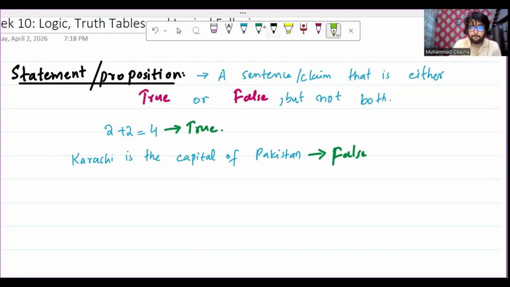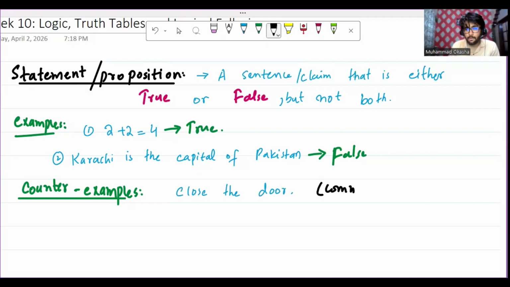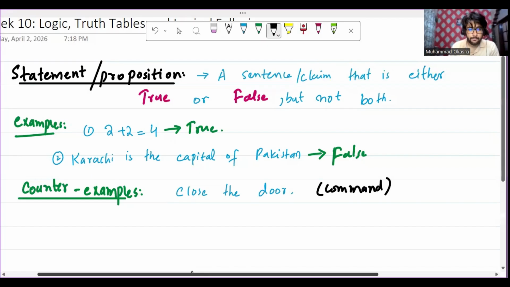Examples. I'll also give you some counter examples. For example, if I were to ask you to close the door, this is a sentence which is neither true nor false, right? Close the door. It is not a statement. It's actually a command. So we wouldn't call it a proposition. We wouldn't call it a statement in the true sense of the word.